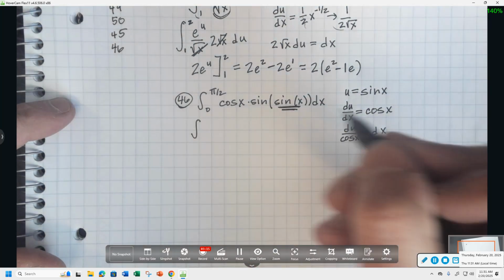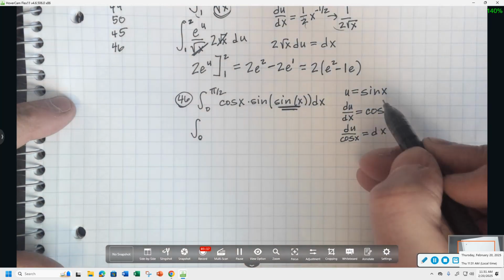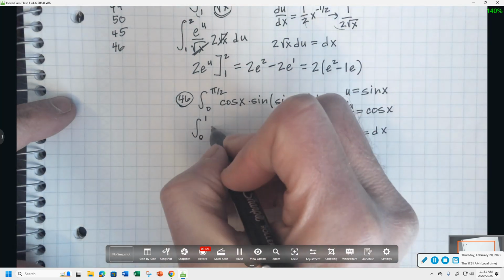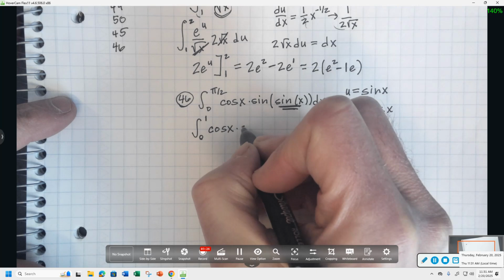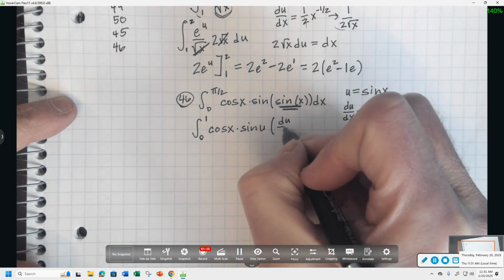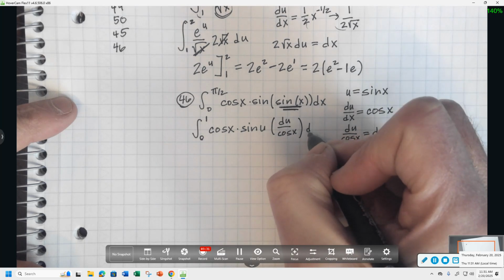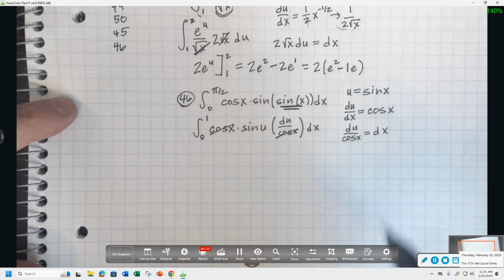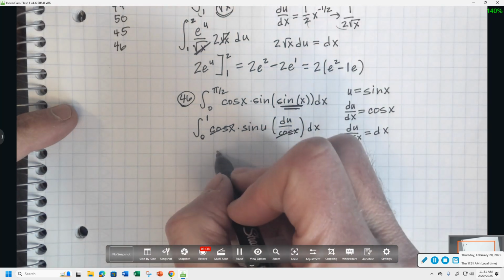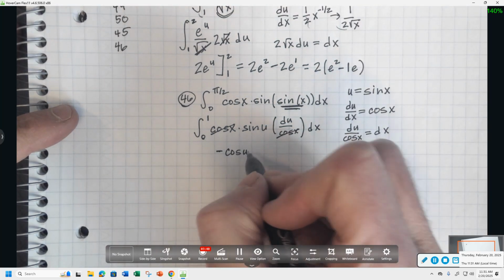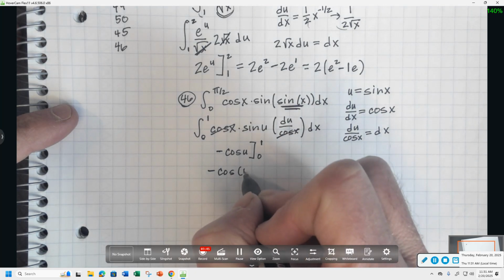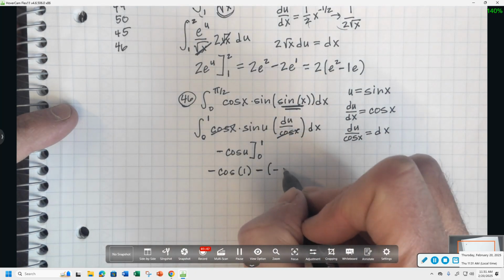Happens every time. Okay, sine of 0 is 0. Sine of pi over 2 is 1. So we've changed our limits. We've got cosine of x, we've got sine of u, and then we've got du over cosine of x for dx. Cosines cancel. Left with the integral of sine. Integral of sine is negative cosine. It's going to be negative cosine of 1 minus negative cosine of 0.